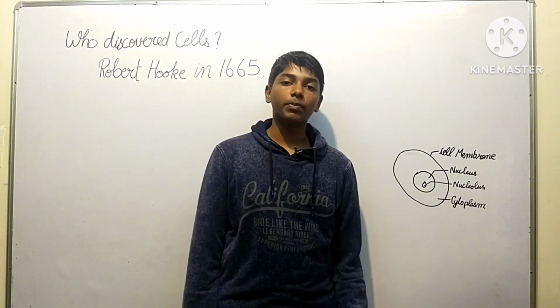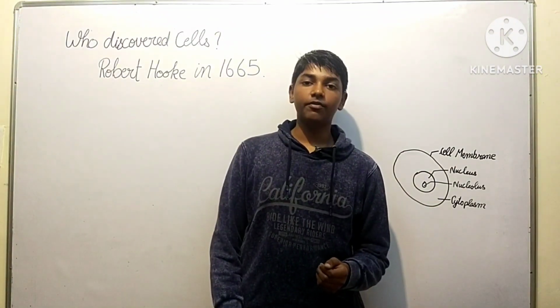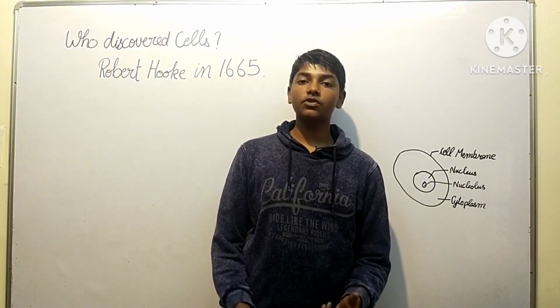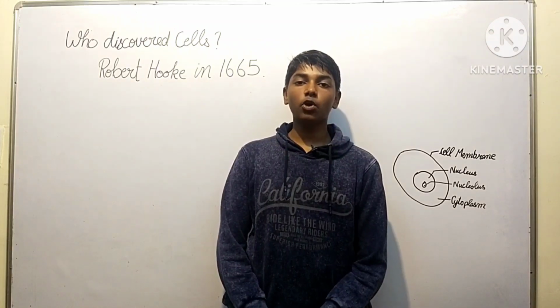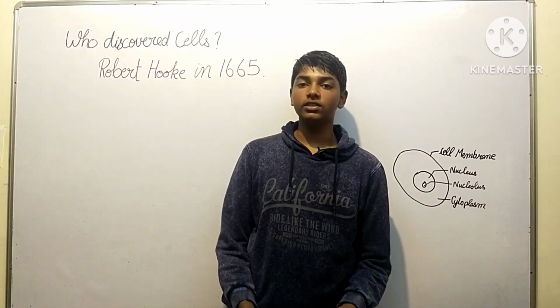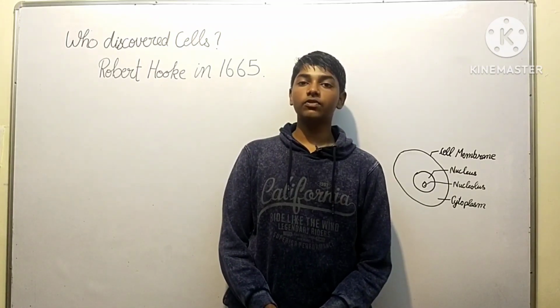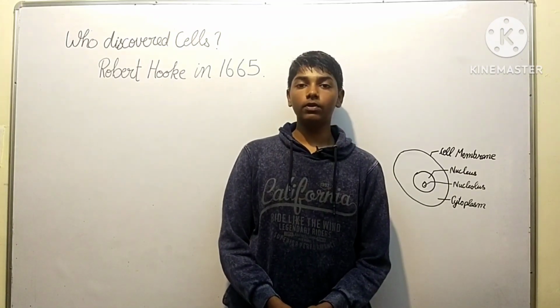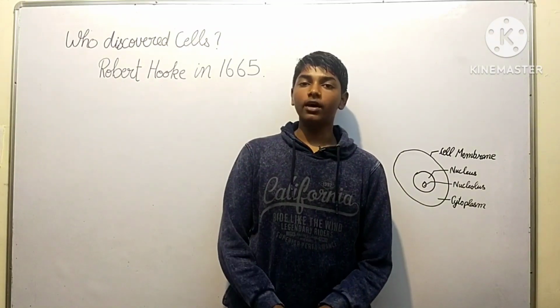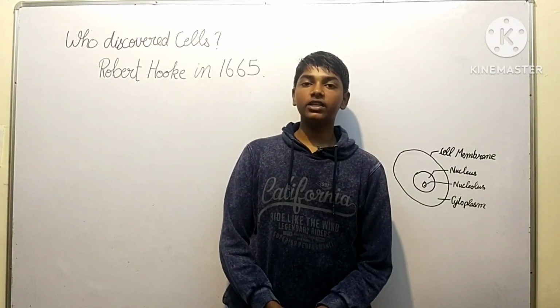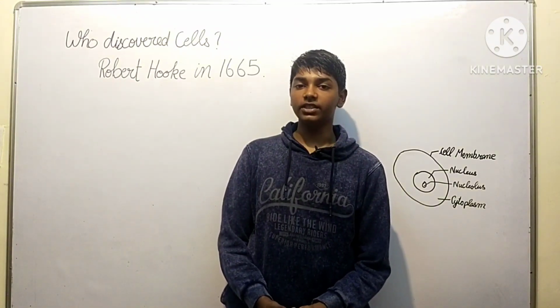So on to the next topic, who discovered cells. One day, Robert Hooke was observing a thin slice of cork under a microscope, and he saw tiny compartments and named those cells. But the cells he observed were dead. The first living cells were actually observed by Antoine van Leeuwenhoek. Even though the cells that Robert Hooke observed were dead, he is still credited for their discovery in 1665.